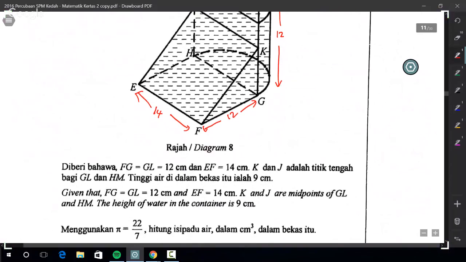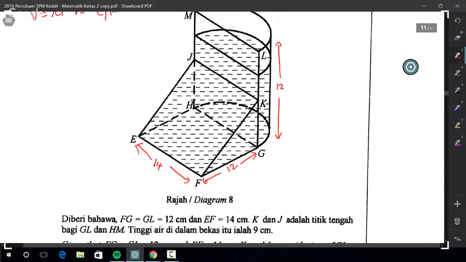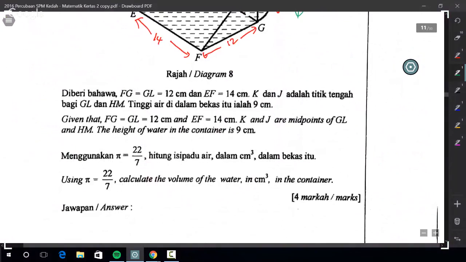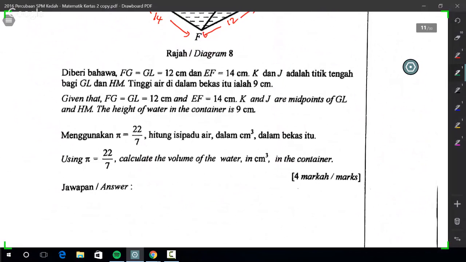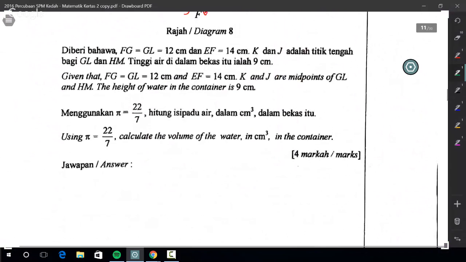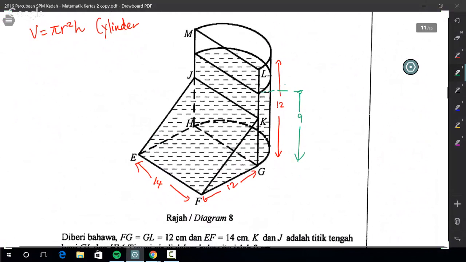And then the height of the water in the container is 9. Let me use another color. Let's say the height of the water is somewhere here, so this over here will be 9. That's all. Using pi equals 22 over 7, calculate the volume. Basically we need to calculate the volume of water inside the container. It should be quite easy, I guess.